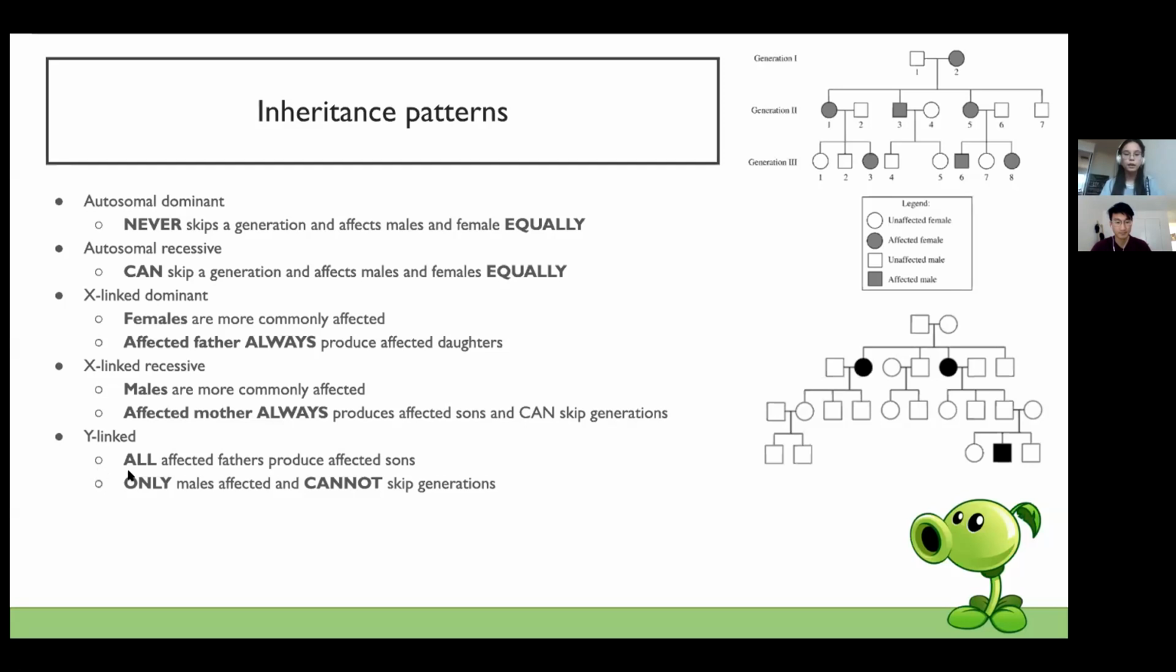Y-linked will only affect males because only males have the Y chromosome. And if your father is affected, that means that he has the disease carrying allele on his Y chromosome, and he will pass that chromosome onto his son. So his son is guaranteed to have the disease. All right, so I hope that makes sense.